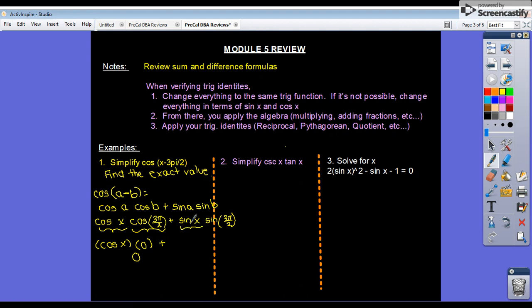You have sine of x. Again, you don't know what the angle x is, so we bring that down. And it's being multiplied to the sine of 3 pi over 2. Now the sine is the y value, and at 3 pi over 2, or 270 degrees, the sine value there is negative 1. So negative 1 times sine of x gives me negative sine of x. And for my final part, I have 0 minus sine of x, which is just negative sine of x.